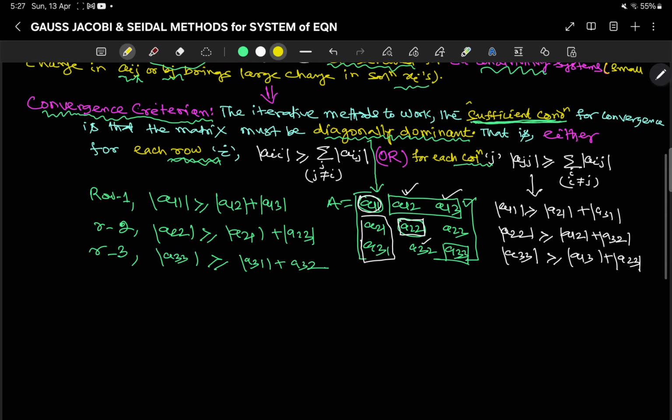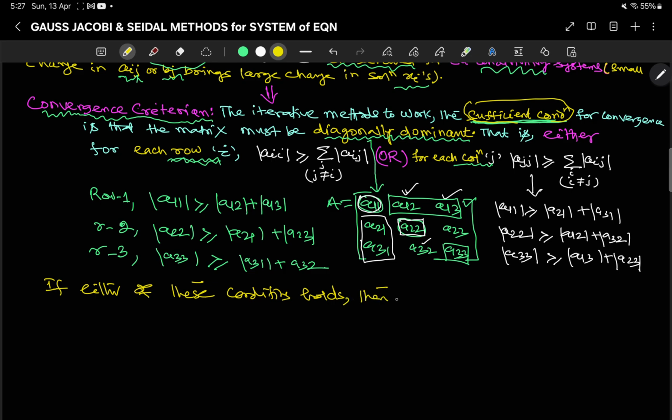The meaning of this sufficient condition is that if either of these conditions holds, then the answer must converge.